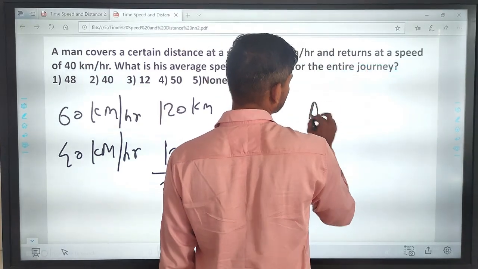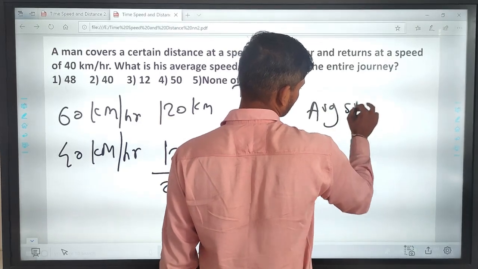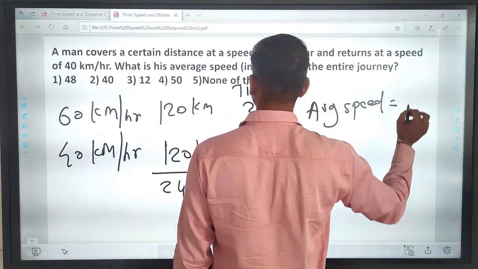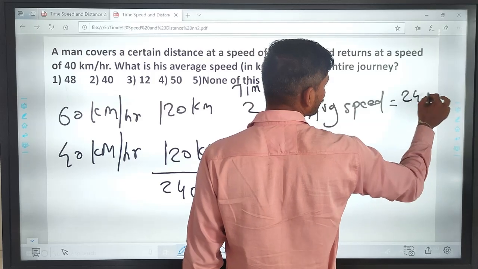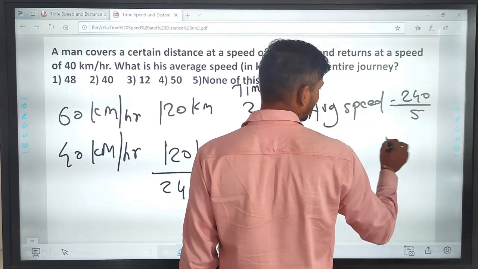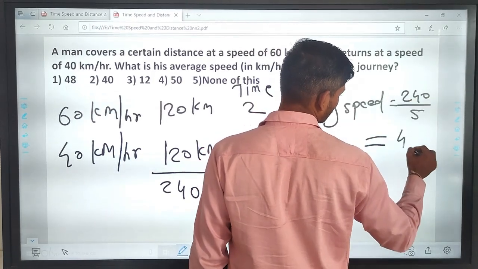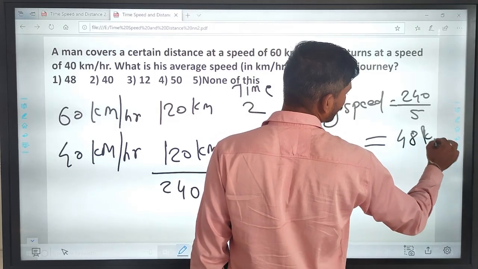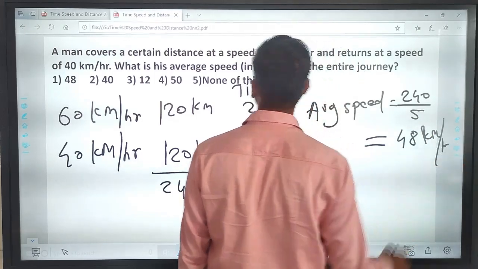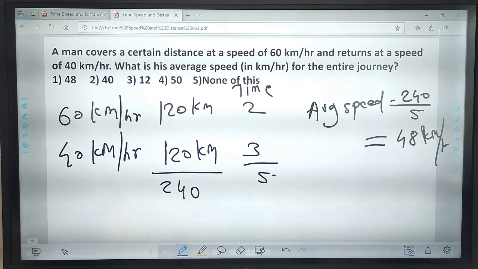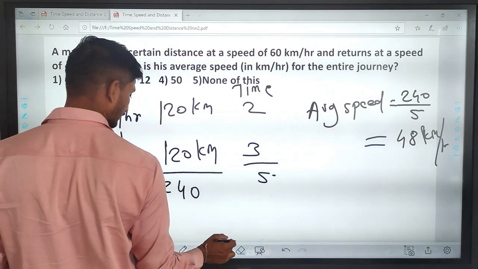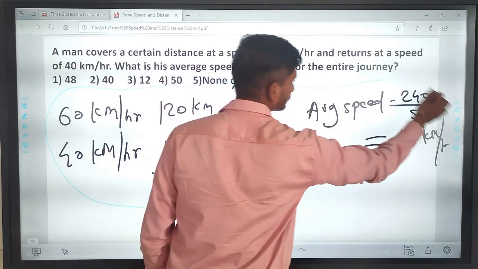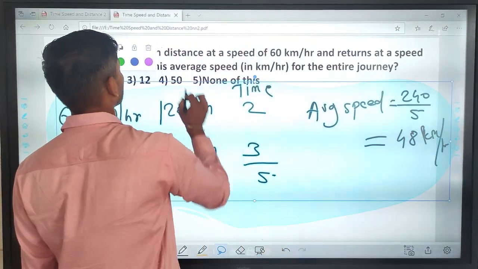Now we find the average speed. Average speed is total distance divided by total time. Total distance is 240 divided by total time 5. Then average speed is 48 km per hour. Your average speed is 48 km per hour. Now next.